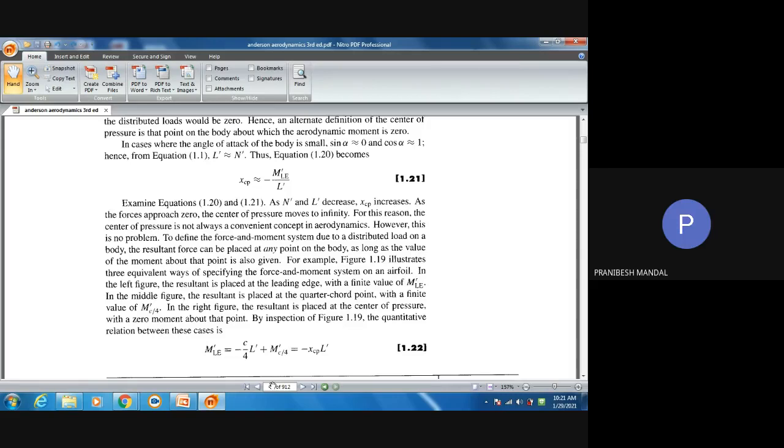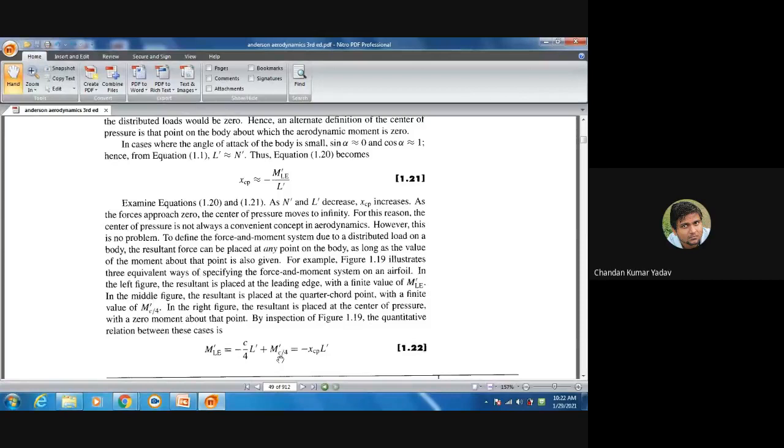Consider when lift is zero. When lift is zero, can we say M dash LE equals M dash c by 4? Yes, sir. And c by 4 we have taken in a random way, isn't it? Yes, sir. If it would have been c by 2 or c by 3, the case would have been the same. That I mentioned, no? If it is c by 2, it will be c by 2 into L dash. So if L dash is 0, then M dash LE equals M dash c by 4, M dash c by 2, M dash of any point, yes or no? Yes, sir.